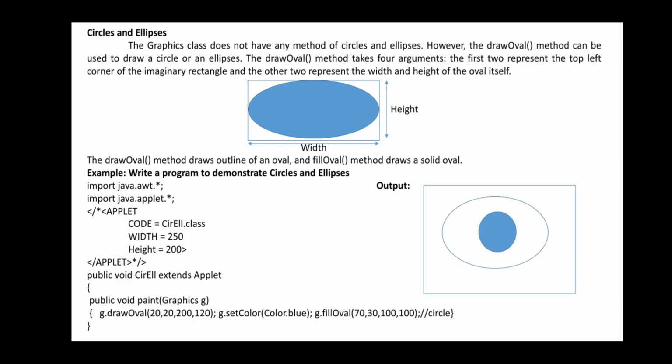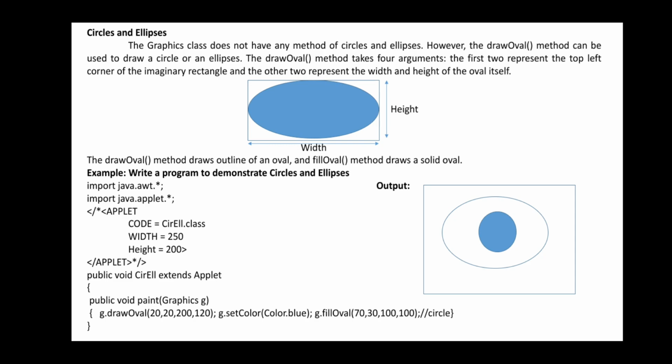The graphics class does not have any method for circles as well as ellipses, so you are going to use the oval method. The drawOval method can be used to draw a circle as well as an ellipse. This method takes four arguments. The first two represent the top left of an imaginary rectangle, and the other two represent the width and the height of the oval itself. So drawOval accepts four arguments.